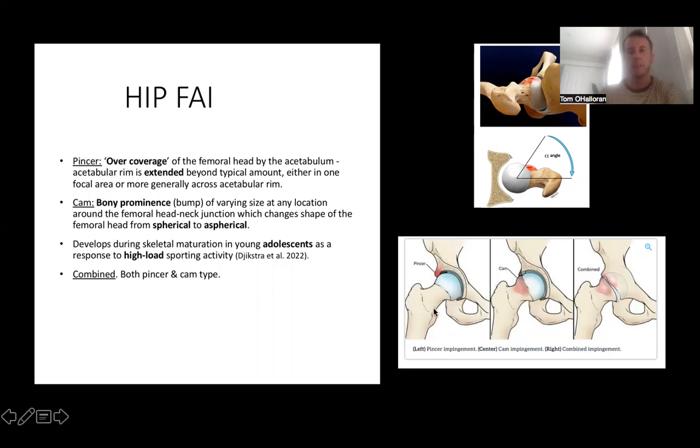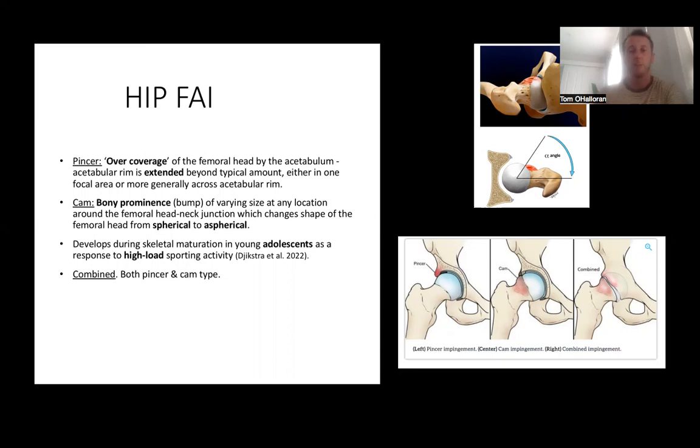FAI is so common and so easy to look out for as well. Simply take someone up into hip flexion and then test how much hip internal rotation they've got there. If it's different side to side, if there's pain, if it's a pinch, if it's less than usually around 30 to 40 degrees hip internal rotation in 90 degrees flexion, then you know they've got some reduced range, maybe some hip FAI.